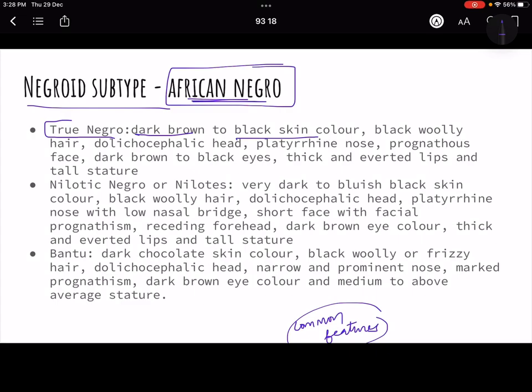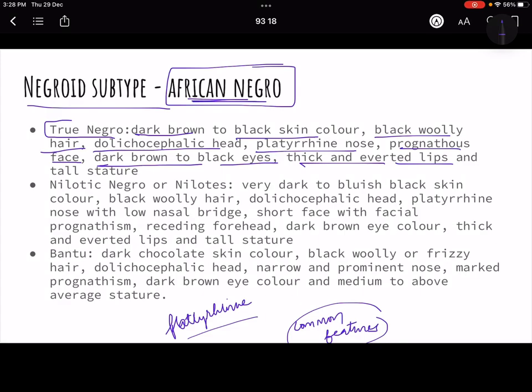ओके, ब्लैक वूली हेयर, ठीक है, you can remember this. Dolichocephalic head, we have talked about it. Platyrrhine nose is that broader nose only. So either you call it a broad nose or a platyrrhine nose, one and the same thing. Prognathous face, we can remember, we know it, they have prognathous face. Then dark brown to black eyes, okay. Thick everted lips and tall stature.